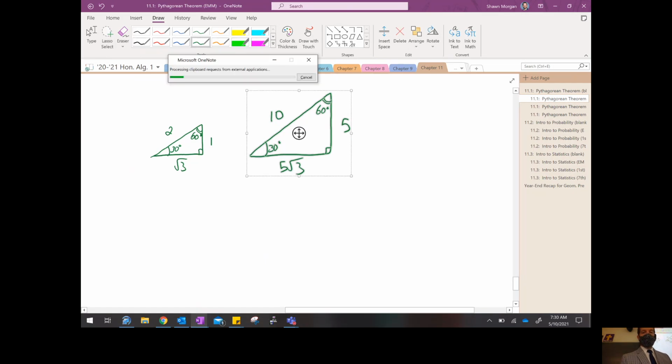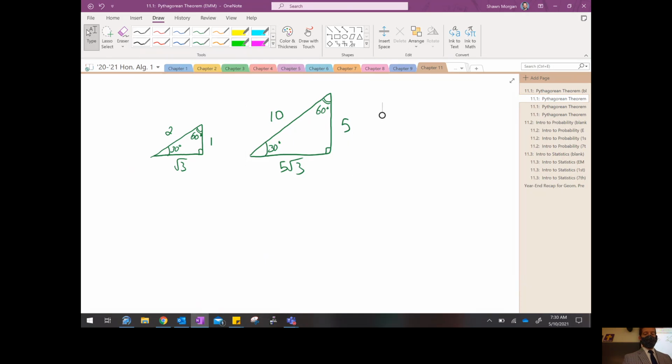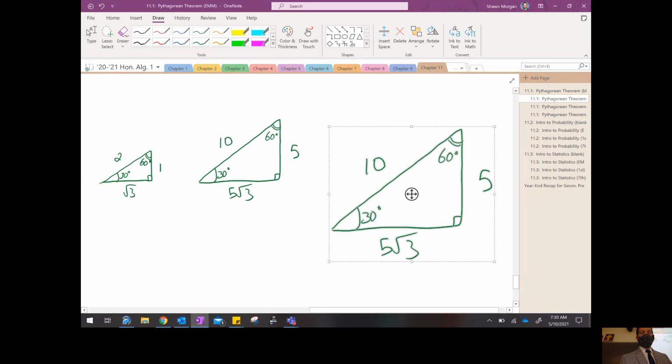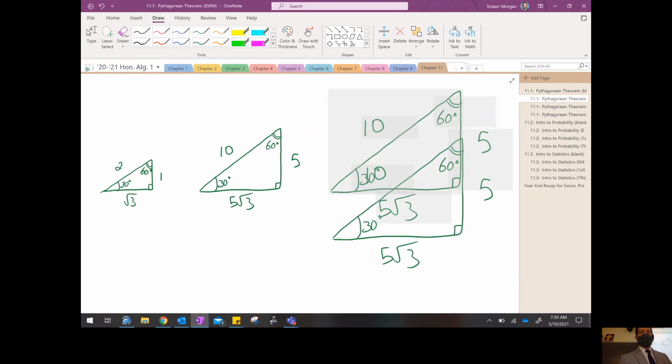Get fancy here. Oh, come on, OneNote. Yeah, now we're cooking.